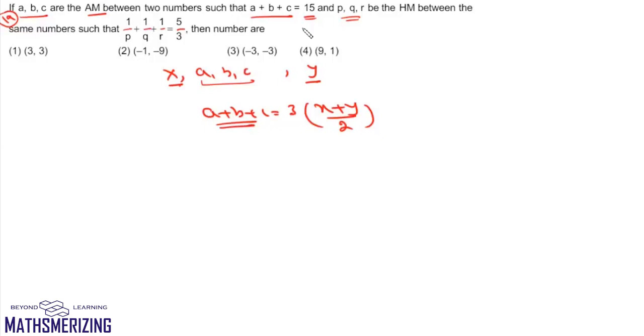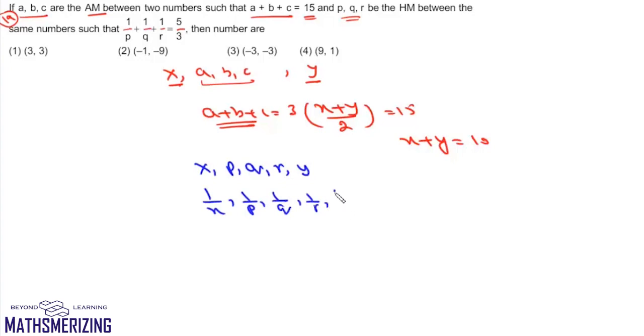Now A plus B plus C is given as 15. So from here we can write value of X plus Y. It will be simply 10. Now in the same way, we have inserted 3 harmonic means between X and Y. That is, we have inserted 3 arithmetic means 1 upon P, 1 upon Q, 1 upon R between 1 upon X and 1 upon Y. So again we can say 1 upon P plus 1 upon Q plus 1 upon R will be 1 upon X plus 1 upon Y upon 2, and then into N, and in this case is 3, and this value is 5 by 3.